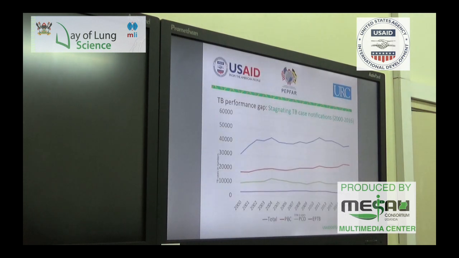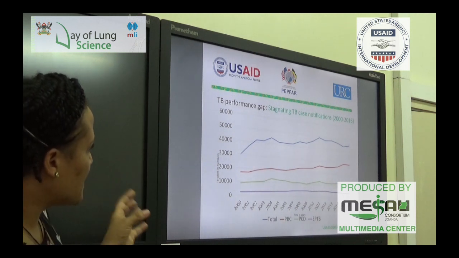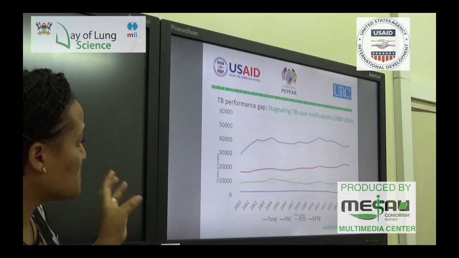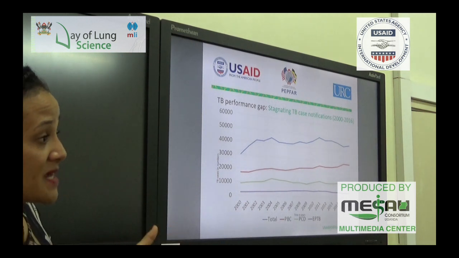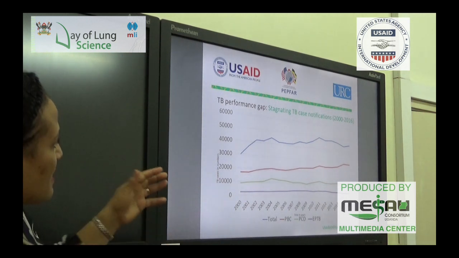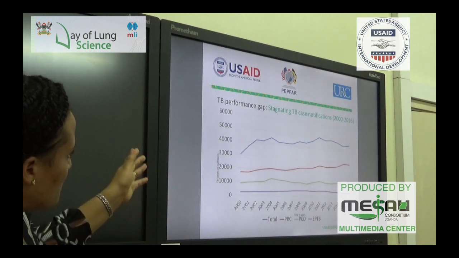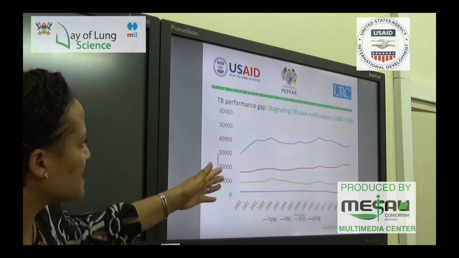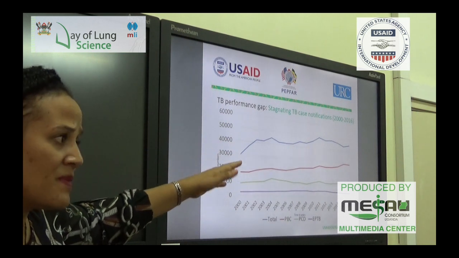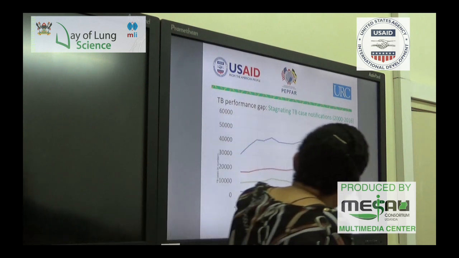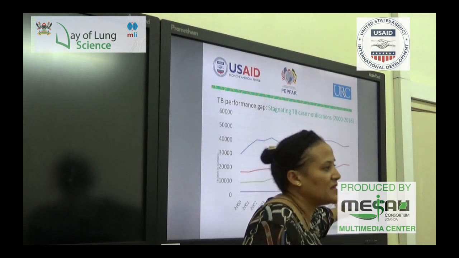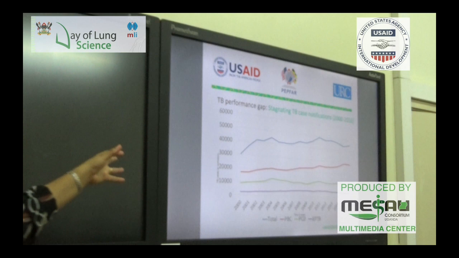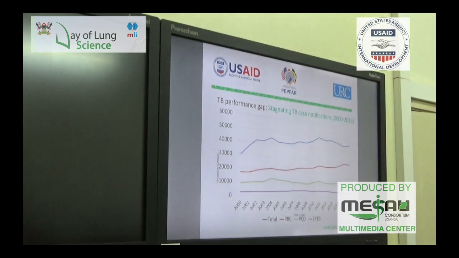Just to labor the point, in the last few years, when it comes to TB case detection, we have stagnated as a country. The blue line shows the total TB cases that we found, and between 2000 and 2016, we are more or less operating at the same level. Not even the introduction of the GeneXpert in 2012 led to the increased cases that we were expecting. We still haven't got where we need to be.